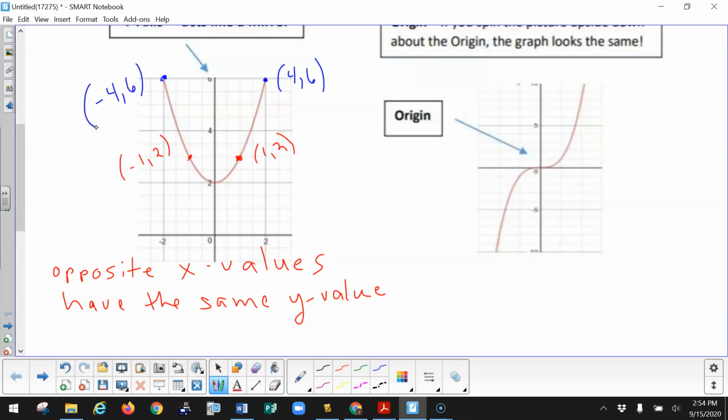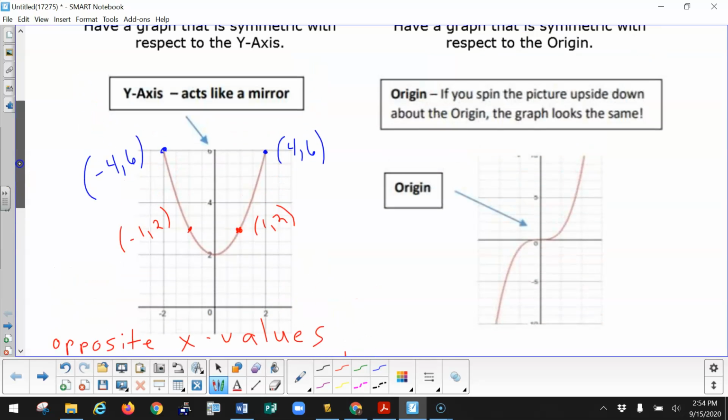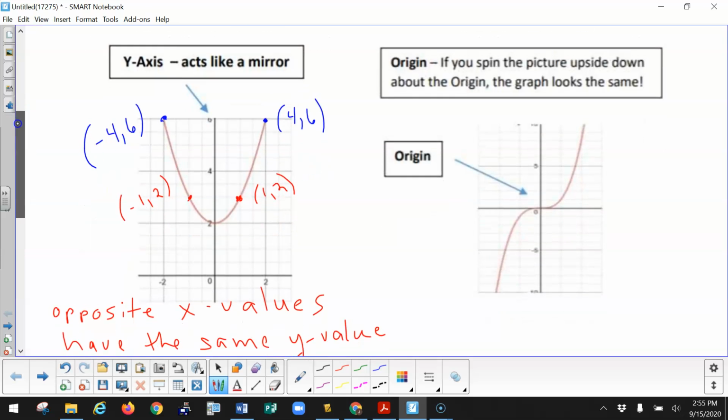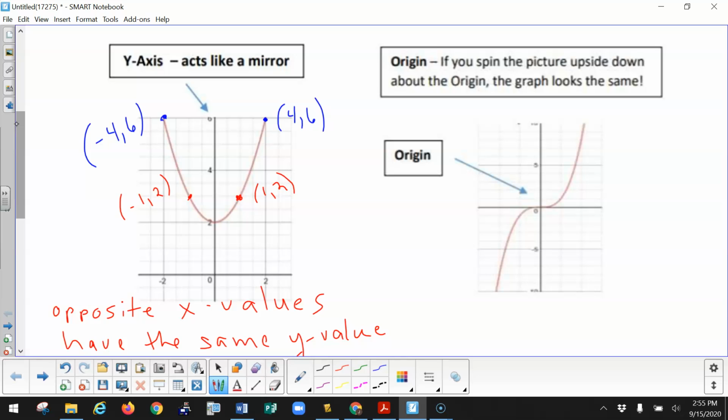When we are looking at odd functions, the odd functions have symmetry with respect to the origin. So that means you could kind of double fold it. I could fold it over the y-axis and then fold it over the x-axis, and then it would lay on top of itself. Or you can think of it like spinning the picture upside down with the origin being the point of rotation, and it would look exactly the same.